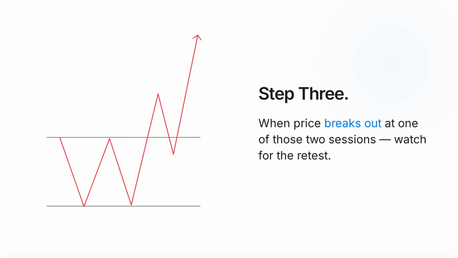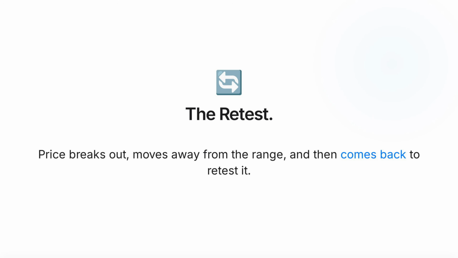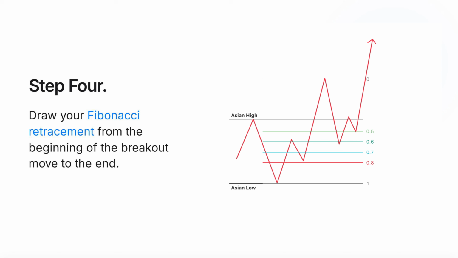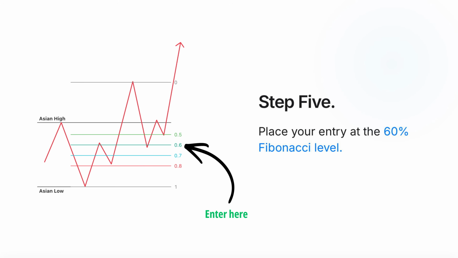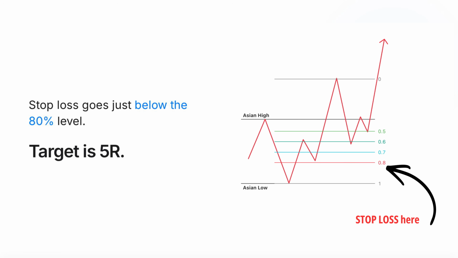Step 3: when price breaks out of the range at one of those two sessions, watch for the retest. Price breaks out, moves away from the Asian range, and then comes back to retest it. Step 4: draw your Fibonacci retracement from the beginning of the Asian range to the end of the breakout. Wait for the price to pull back into the golden zone, the 60 to 80% retracement level. Step 5: place your entry at the 60% Fibonacci level. Stop loss goes just beyond the 80% retracement level.